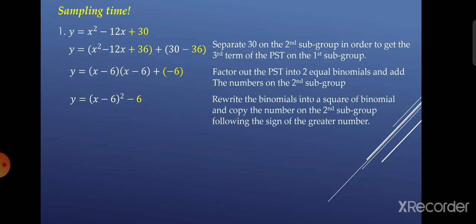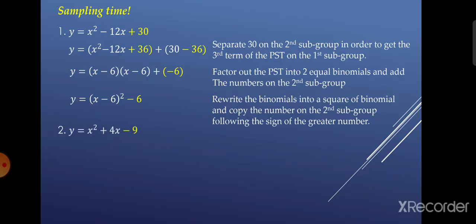We will rewrite the two binomials as a square of a binomial. The square of a binomial is the binomial times itself. First, x minus 6 squared. The operation before the negative 6 is plus, so we can ignore the plus and the sign is negative. We copy the sign of the greater number, so minus 6.